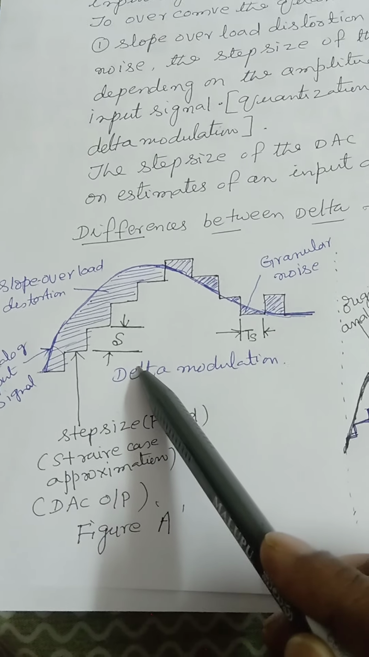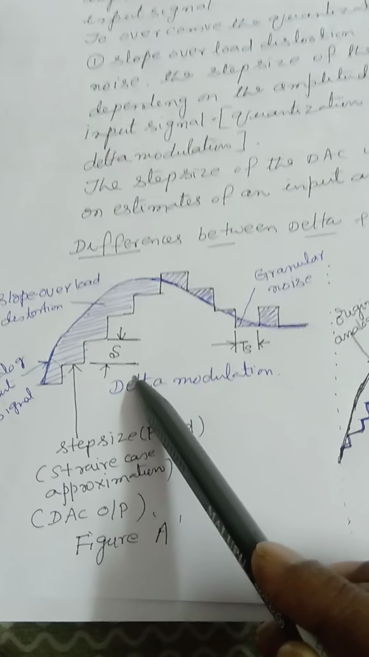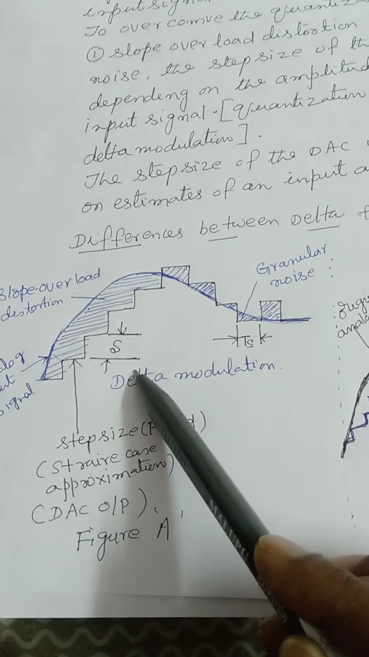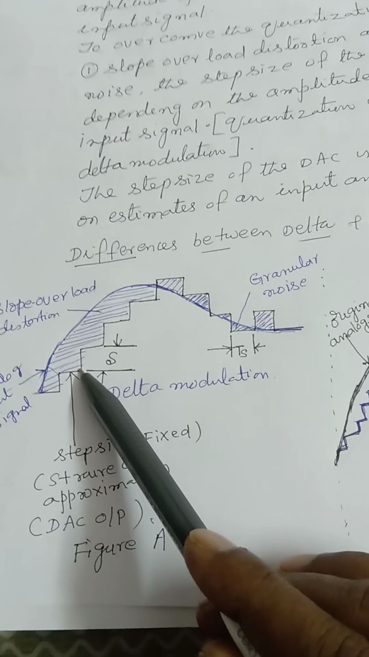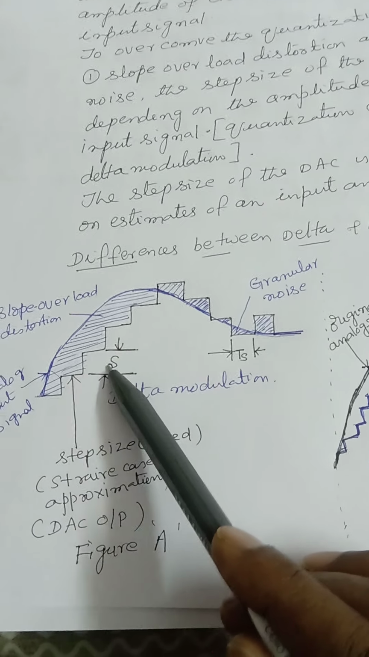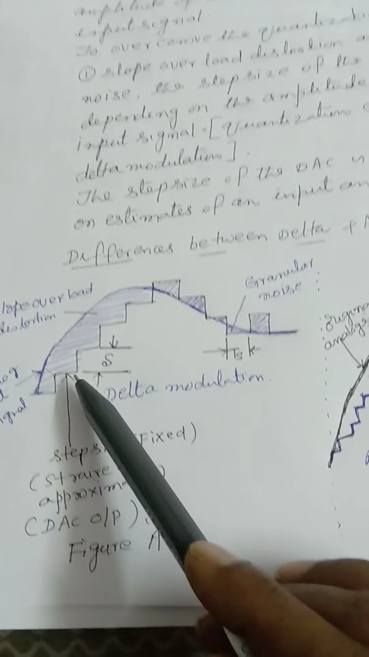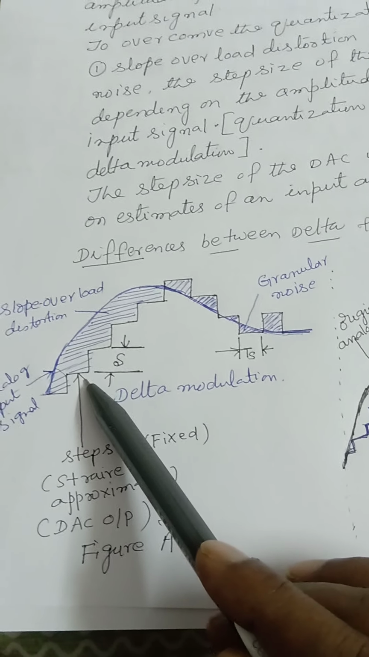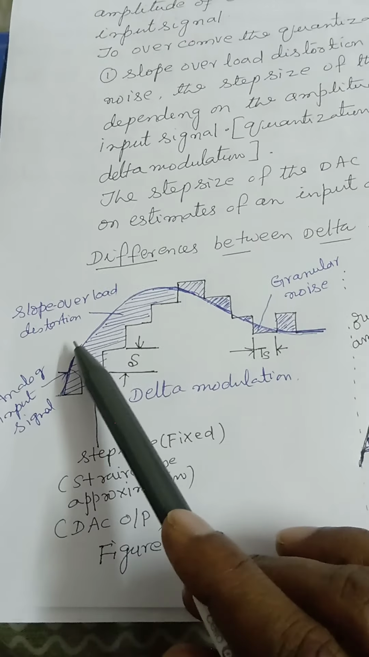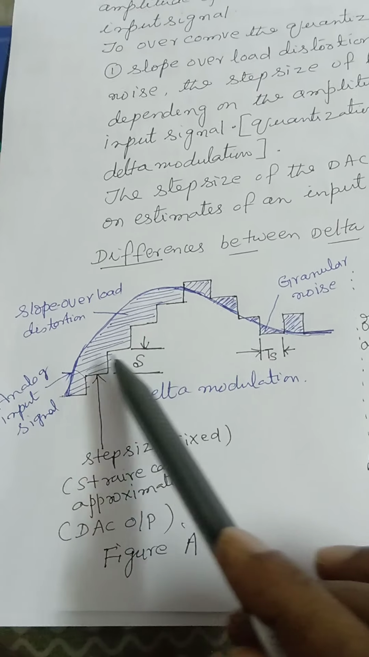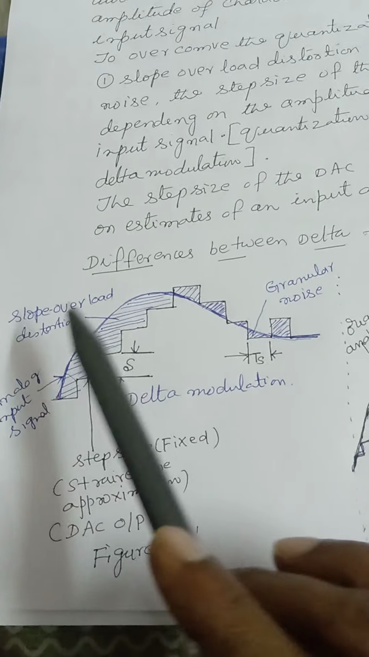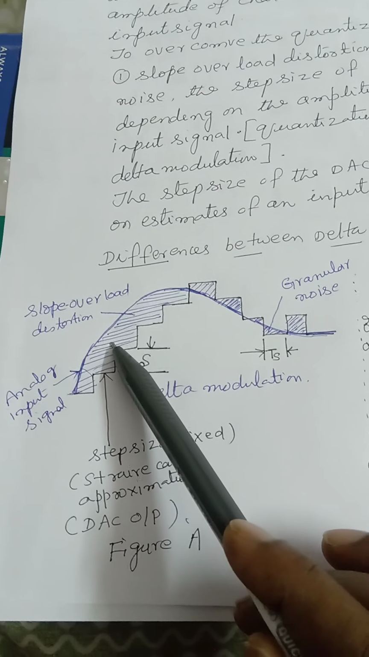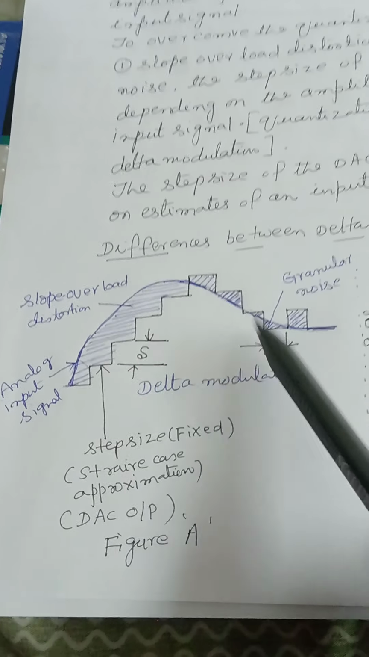Now you observe in the delta modulation system, the step size of the DAC is fixed. That is the reason why there is a huge difference between the analog input voltage and the step size, so that slope overload distortion occurs and also granular noise.